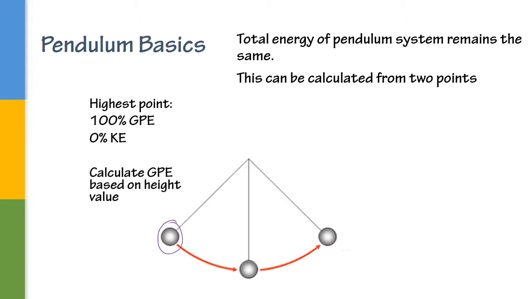So to calculate the total energy of the system, you would calculate the gravitational potential energy based on a height value. So this is the height here, and that value would be provided for you in the question.